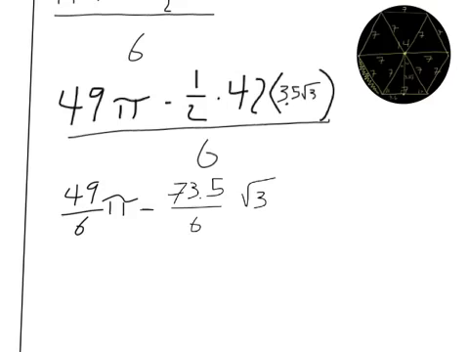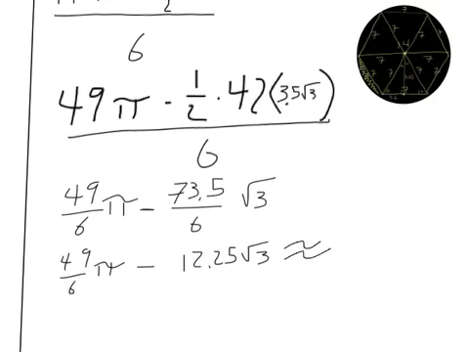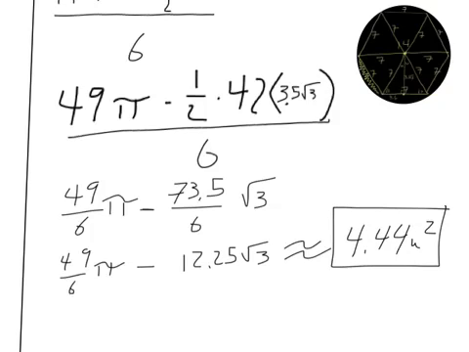Okay, and now we just have to figure out what 73.5 divided by 6 is. I went ahead and did it already. It is 12.25. It's kind of hard to get much simpler than that. So we go to our calculator, we plug that in, and we get that the total area of just this little sliver here is about 4.44 units squared. Okay.